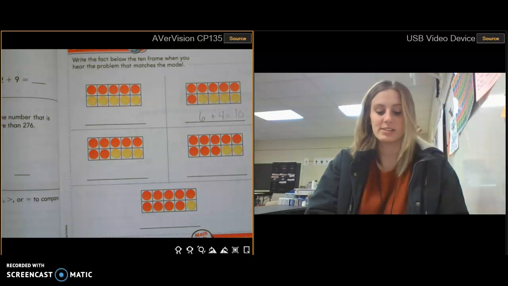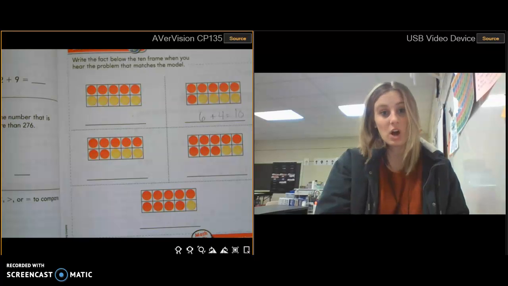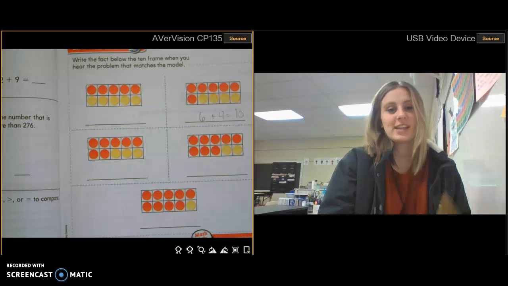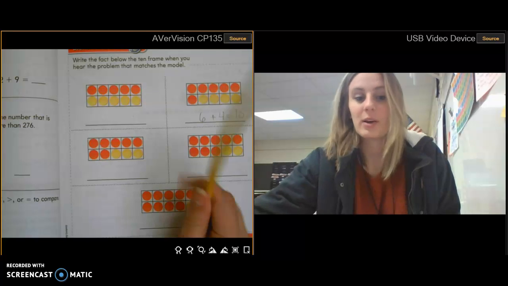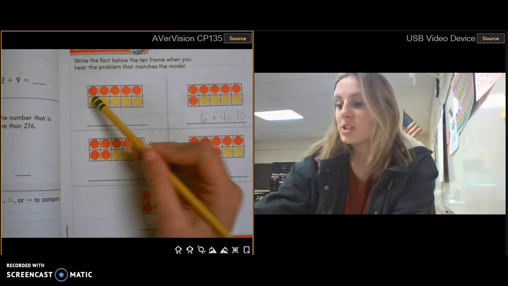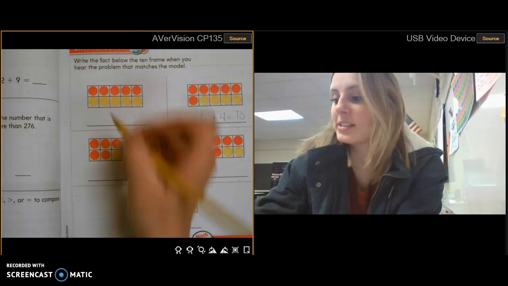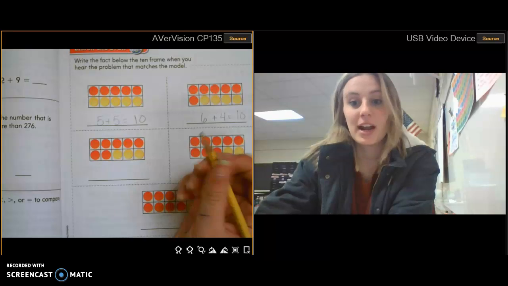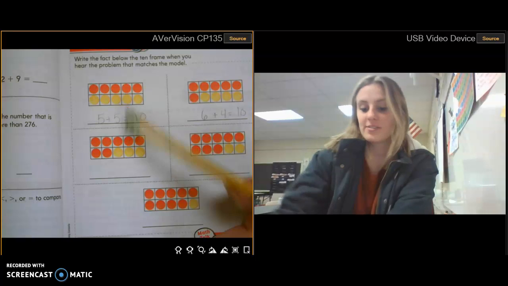Our first one is, what if there were 5 large dogs and 5 small dogs? So what tens frame has 5 and 5? I want you to take a second to think about it. Hopefully you said this one. We have 1, 2, 3, 4, 5, and 1, 2, 3, 4, 5. So I'm going to write down my addition problem as 5 plus 5 equals 10, right? So remember, each color represents a different number. So we have 5 and 5.